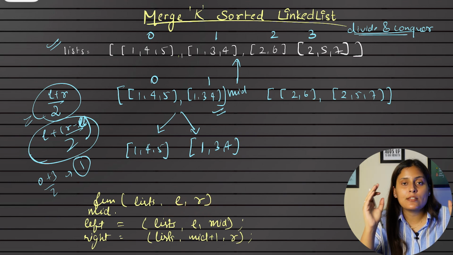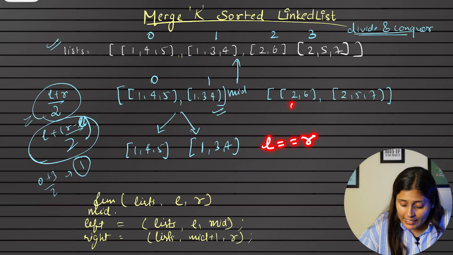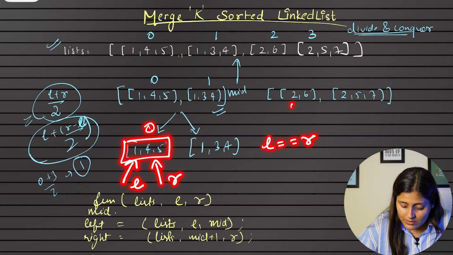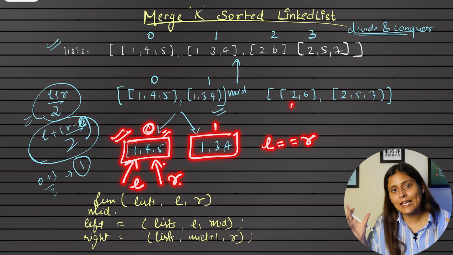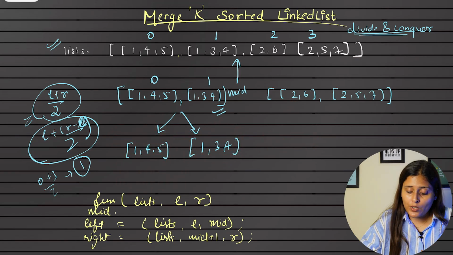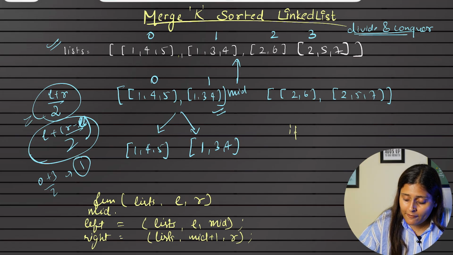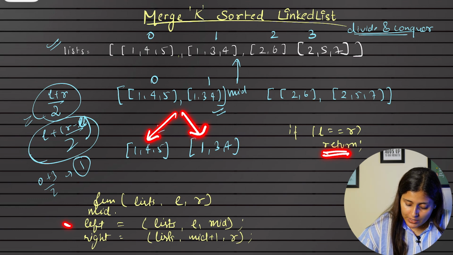So when the size is 1, can I say that is when my left is equal to right? It means my left is pointing to the same index as right. I am talking about not inside this, but this 0, 1. Okay, so left is 0 and right is also 0, which means it is of size 1. So there is no need to break further, which means return. So can I say the base case will be: if my left is equal to right, return. Now this return will be returned to this function.